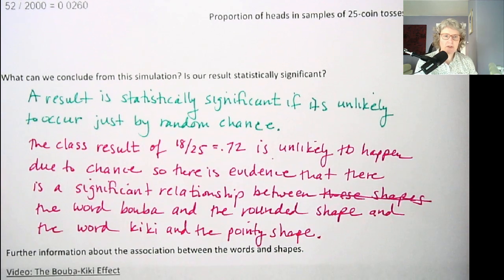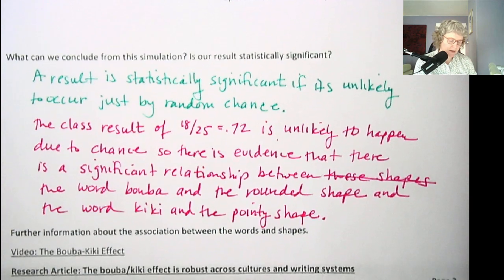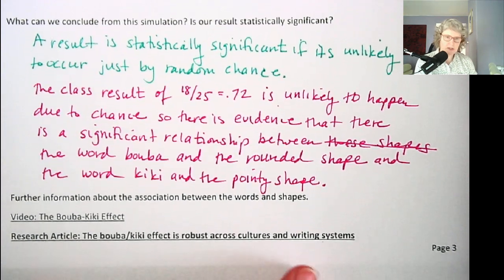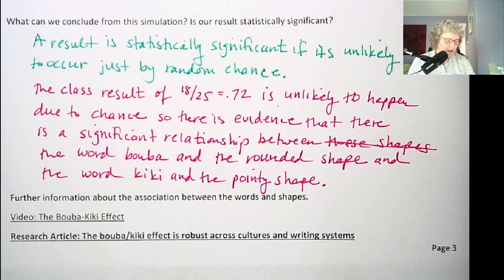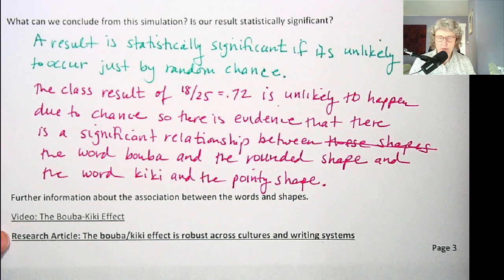Okay, so it turns out this has been repeated. This has been researched in detail, in depth, and there is a relationship. So if you'd like to learn more about it, I put a short video about it, and I put that next. That's optional. And then there's also a research article. I also put that in D2L. There's a research article, and here they really studied across cultures and different languages with different writing systems. That's the language connection I was talking about, and it does hold up.